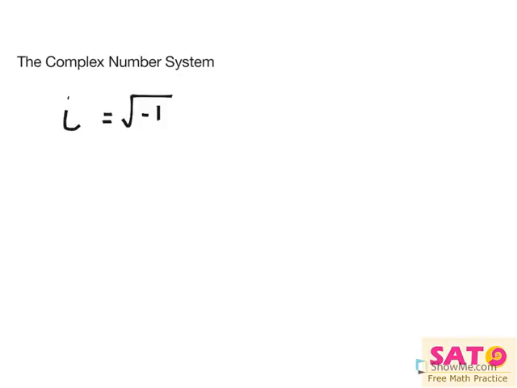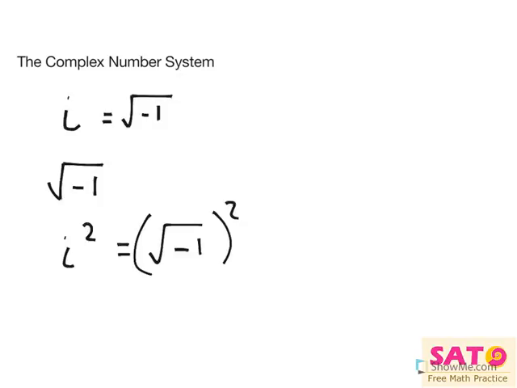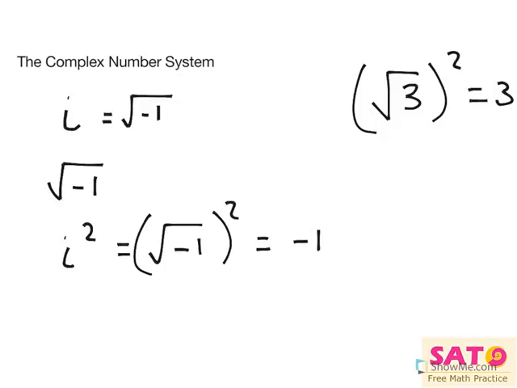So, the property of i is that it's the square root of -1. Some other key facts you need to know is that i squared, which is the square root of -1 squared, is -1, just like any other square root. When you square a square root, it just becomes the number inside it.